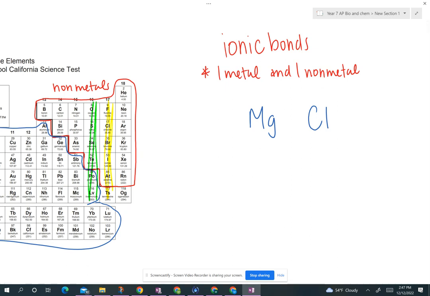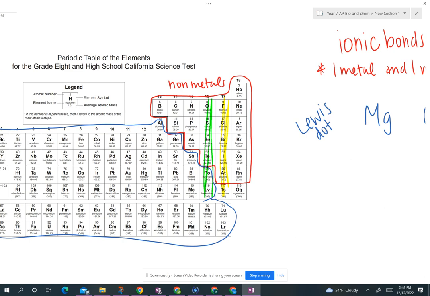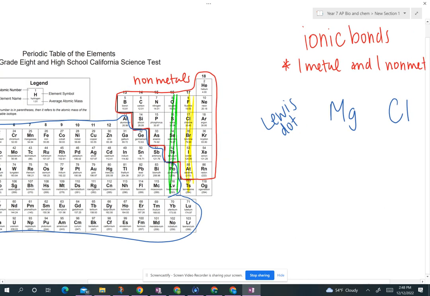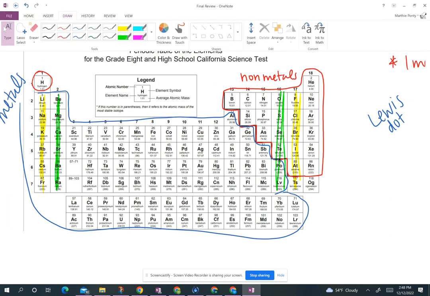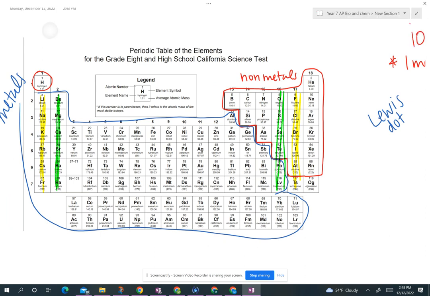Things that I have to know to draw this out. Number one, I have to know my Lewis dot structure. For my Lewis dot, all that I have to do is write down the symbol. So I already did that. Then I have to figure out how many valence electrons each of these things have. For valence electron numbers, I know that this whole column has 1, this whole column has 2, this is 3, 4, 5, 6, 7, and 8. The exception right here is helium. Helium has 2 valence electrons.